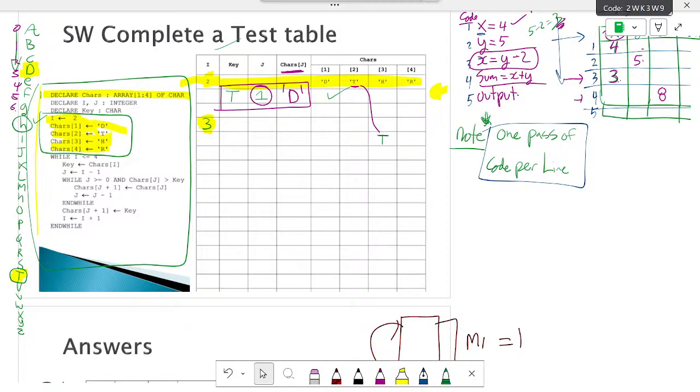On the test, they give you all the variables. These are the variables here. And usually they give you this, and then you have to fill in. They put one line for one pass. If I read the code from top to bottom, this is called a pass. You're going to pass through the code once. And usually that's worth about two marks.